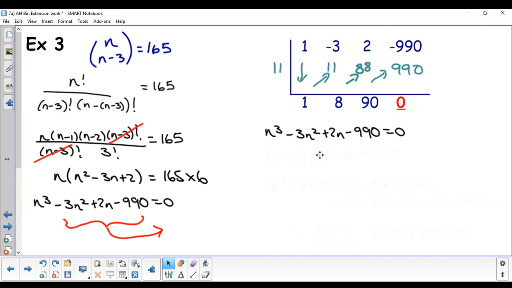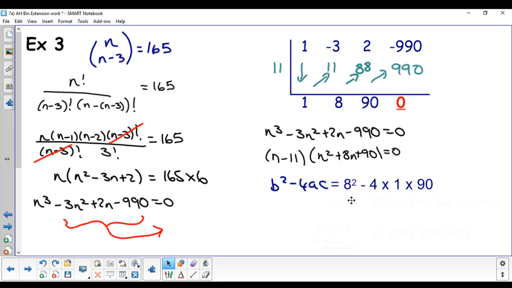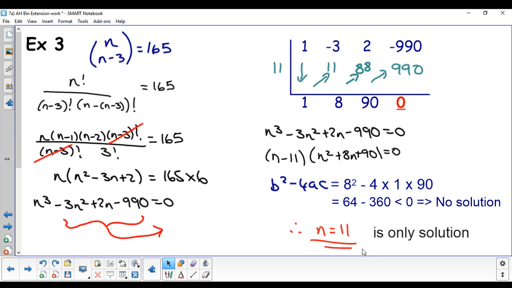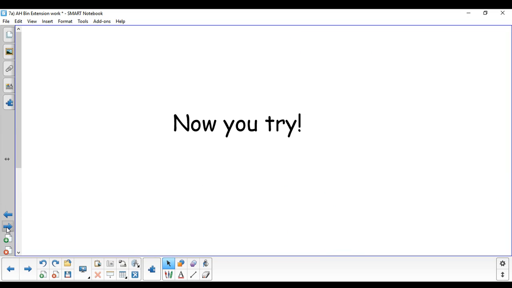Okay, so we have to yet again see if anything factorizes here. I don't think so because I can't think of two numbers that will give me 8. b squared minus 4ac, I'll sort that one out, and then you get 64 take 360, so there's no solution, which means there is only one solution at n equals 11. It's nice, isn't it? So now you can try 4.